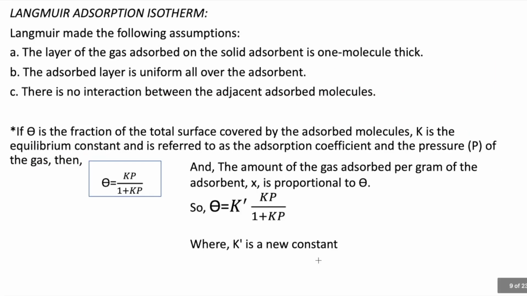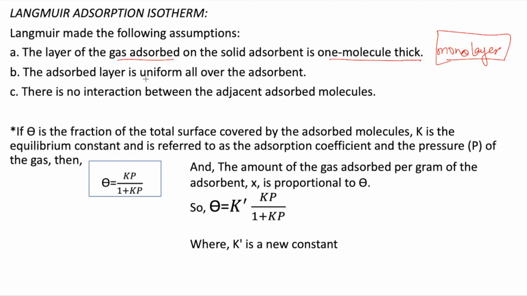To overcome those limitations, the Langmuir adsorption isotherm was brought in. The Langmuir adsorption isotherm made the following assumptions. The first assumption says that the layer of gas adsorbed on the solid adsorbent is one molecule thick, or you can say monolayer. So they have assumed that there is just one layer formed.